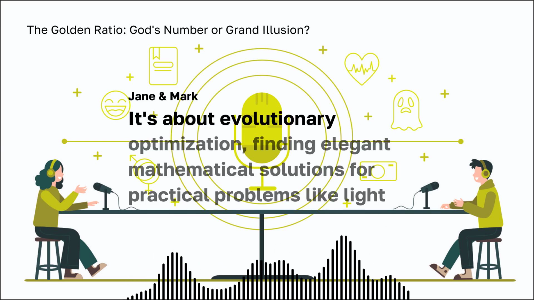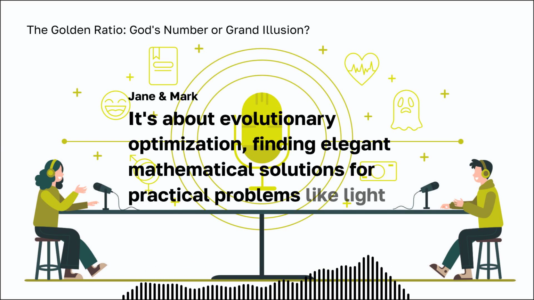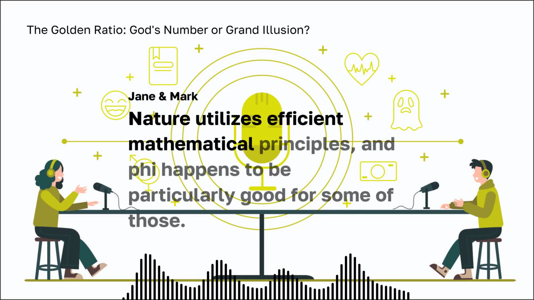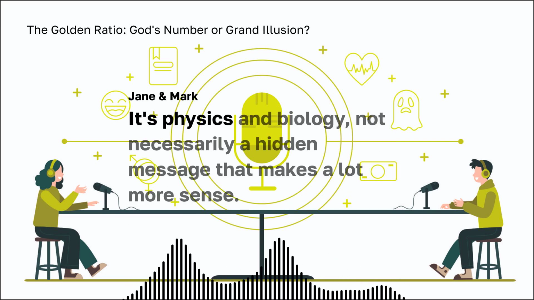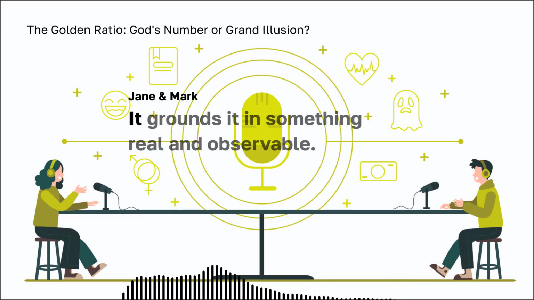Precisely. It's about evolutionary optimization, finding elegant mathematical solutions for practical problems like light exposure and seed packing. Nature utilizes efficient mathematical principles, and phi happens to be particularly good for some of those. It's physics and biology, not necessarily a hidden message. That makes a lot more sense. It grounds it in something real and observable.